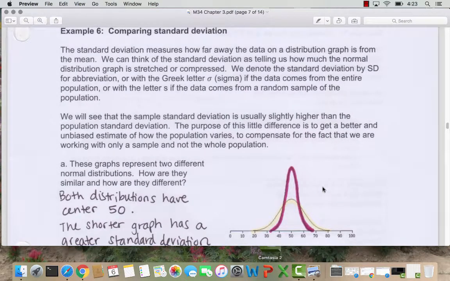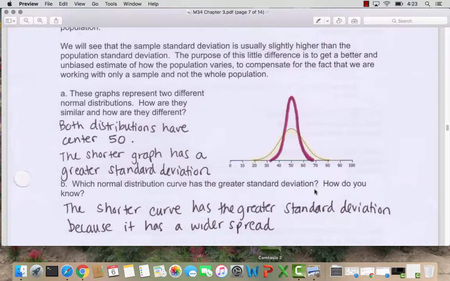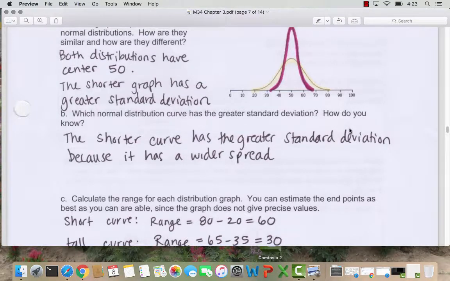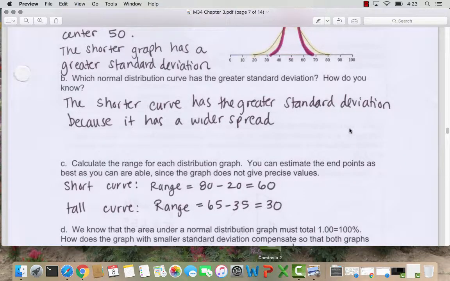Let's look at standard deviation. So here is a pinkish graph and a yellow graph. These are both centered at 50, but they have different standard deviations. So this shorter yellow graph has a greater standard deviation because its spread from 20 to 80 is wider than the lower spread. And so we say this shorter curve, the yellow curve, has a greater standard deviation because it has a wider spread.